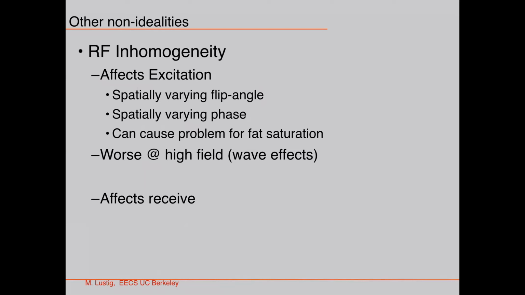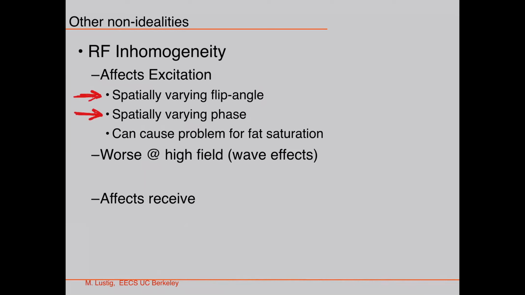If you want to suppress fat, for example, you want to do a frequency selective 90 on fat, and then put a large crushing gradient. If it's not a 90 exactly, then you have fat signal left, and that can also be significant. So you'll get spatially varying flip angle. You also get spatially varying phase. The phase is actually non-uniform in space.